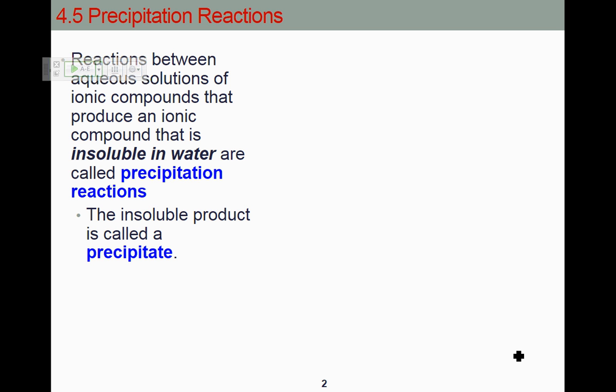But if we take two solutions and we mix them, if we react and form a product that is a solid, so not soluble, we will actually get a chemical reaction. So we call those precipitation reactions. Reactions where we mix two salts that are dissolved in solution and something precipitates out, forms a solid. So we call the insoluble product a precipitate.